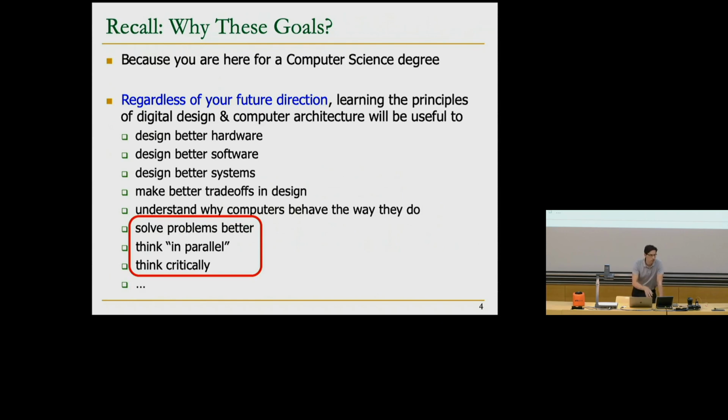But as I said before, you will also have to take into account what might be happening with the cache hierarchy and so on. So this is what thinking in parallel means, and also, of course, thinking critically, right? So being able to evaluate designs in a critical way.